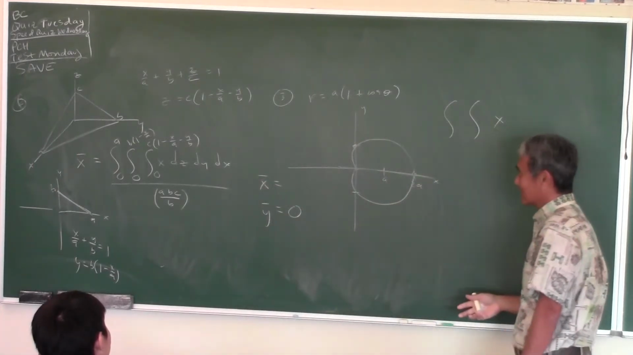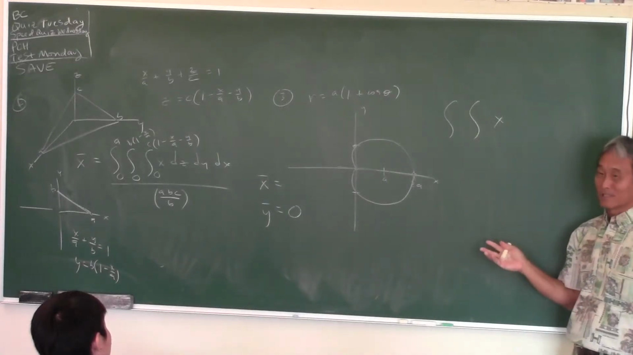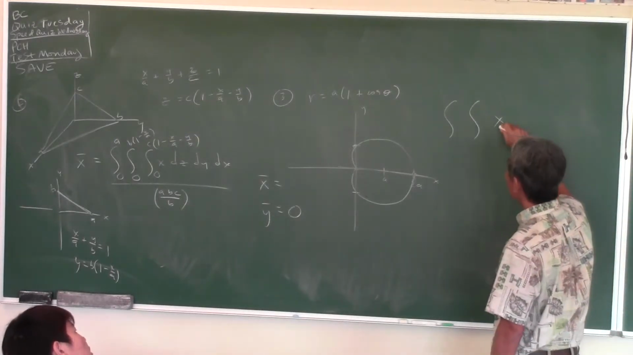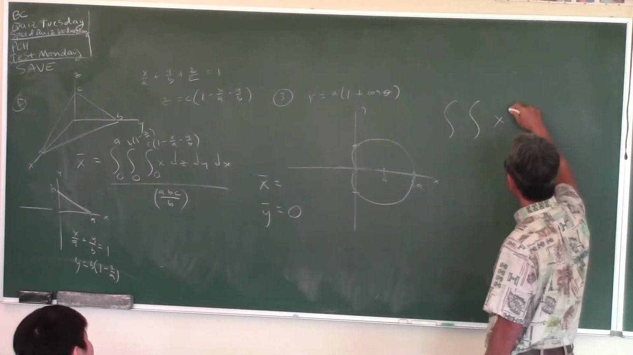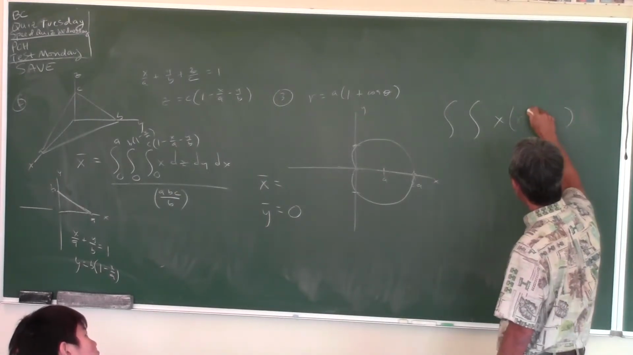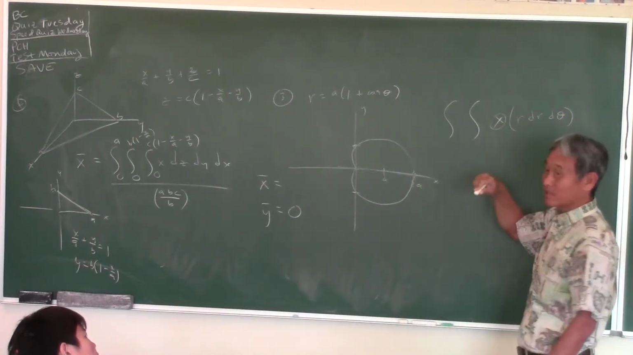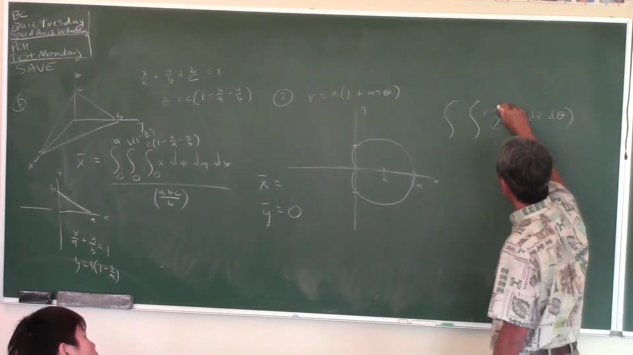Now the thing is, there's no way we're gonna do this in the rectangular coordinate system, right? So you have x here, but instead of using dx dy or dy dx, what is the thing for the polar coordinate? r dr d theta. And then of course you have to change the x to, what is x equal to? R cosine theta.